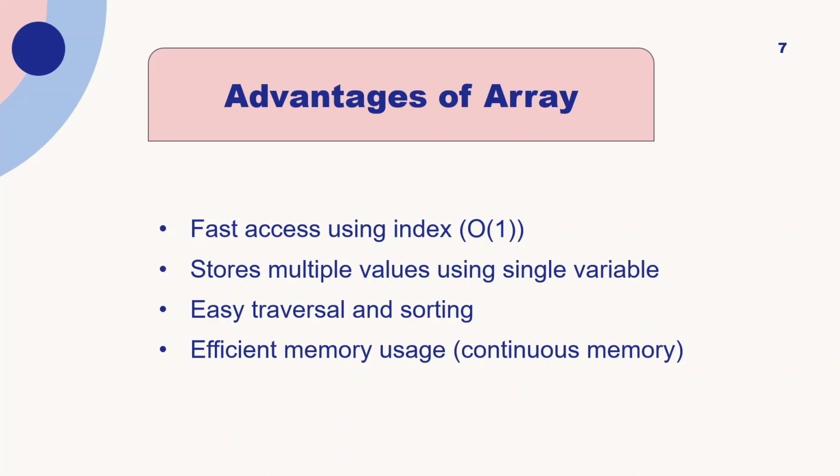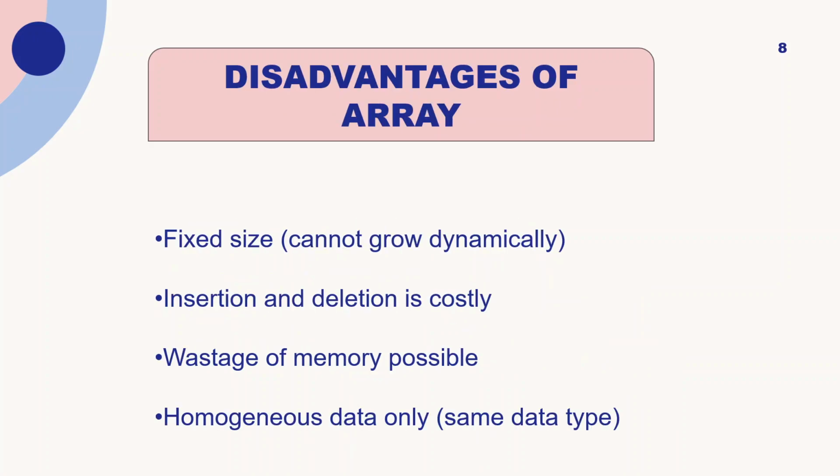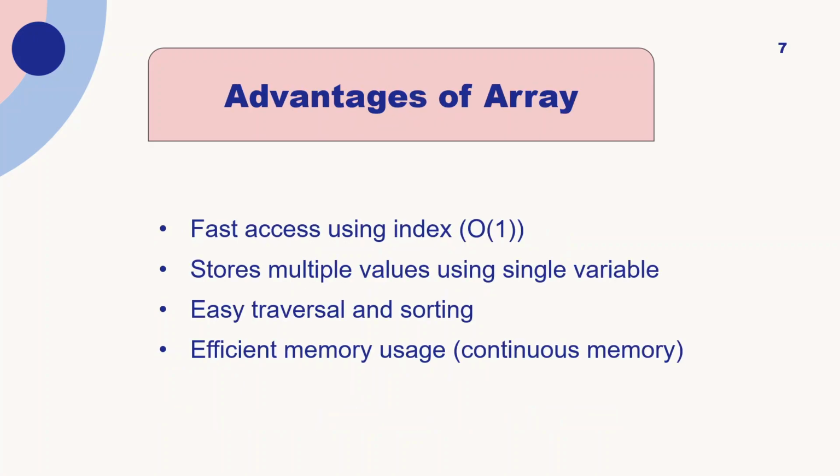We can store similar data in one array, which makes the program cleaner and easier to manage. Next, arrays support easy traversal and sorting. We can easily move through array elements using loops, and many sorting algorithms work efficiently with arrays. Another important advantage is efficient memory usage. Arrays store data in continuous memory locations, which improves performance and reduces memory overhead. So, because of fast access, easy storage, simple traversal, and efficient memory usage, arrays are widely used in programming.